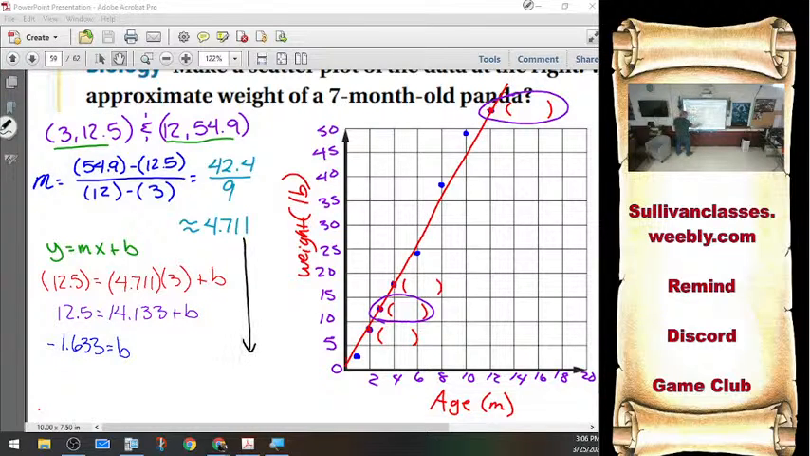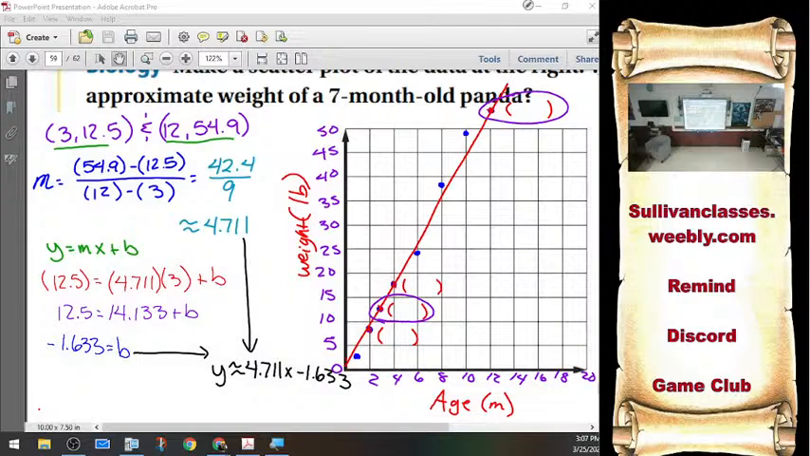Smack them together. You got your slope, you got your intercept. I'm going to say y is about 4.711x minus 1.633. Notice that I said about. I put the approximate symbol in there, not equals, because I rounded off that slope. Okay? Yes, sir?